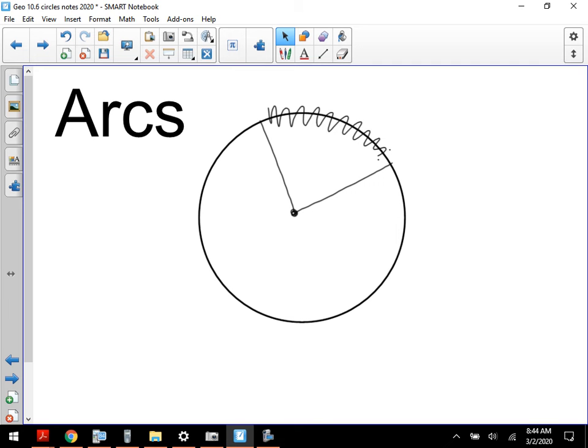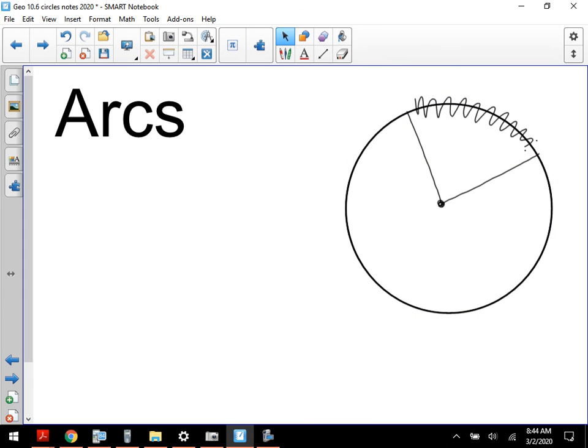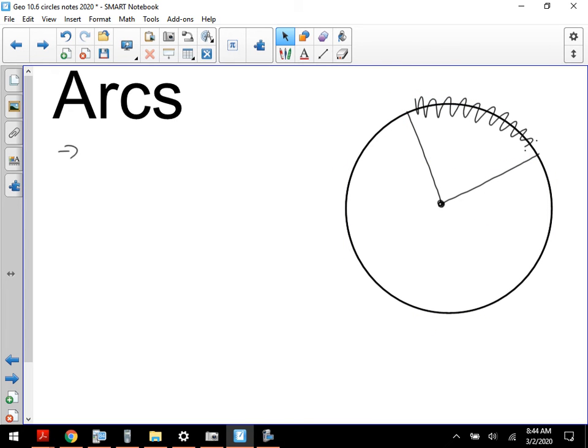So we get different types. You get what are called major or minor arcs. It's kind of like, you know how we did angles where they were acute, obtuse, and things like that? It's kind of the same idea. Arcs, you can have what are called minor arcs. You can have a major arc.